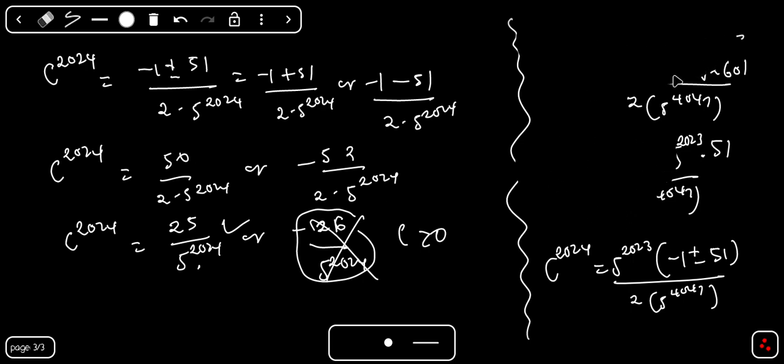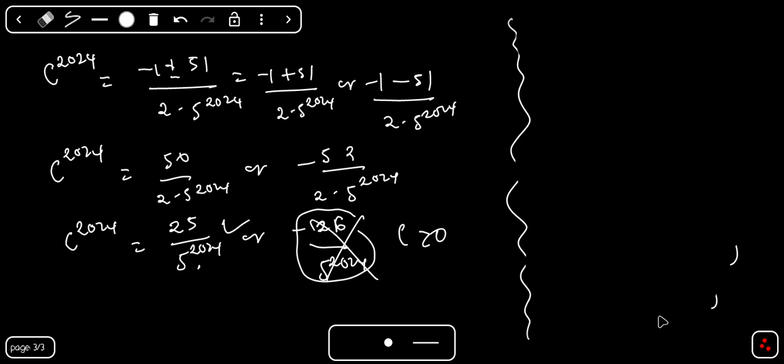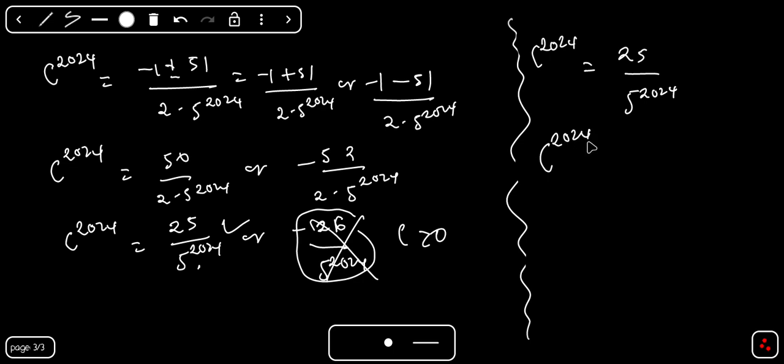So let me clean this part. So we have c^2024 equal to 25 over 5^2024. We can also write this as c^2024 = 5 squared divided by 5^2024. So that is c^2024 = 5 raised to the power of minus 2022.